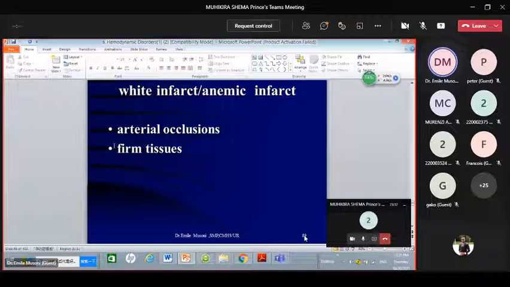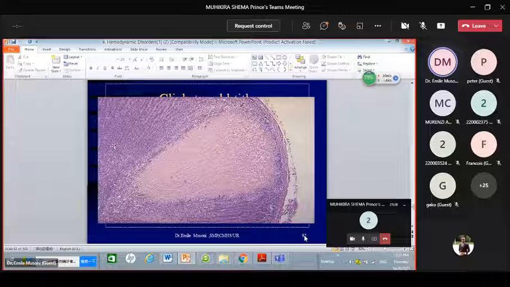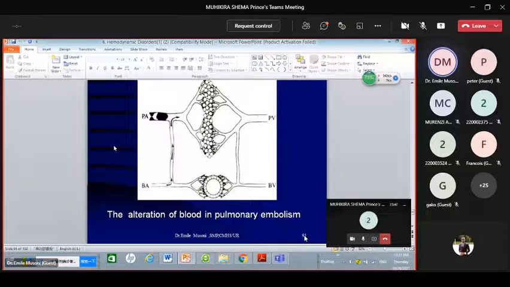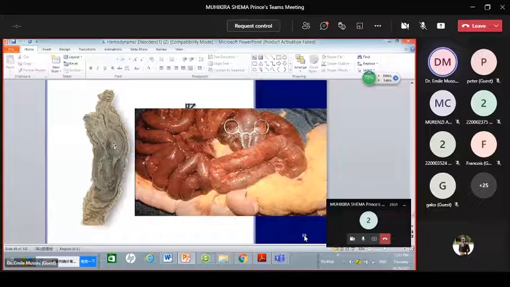White infarct is known as anemic infarct. This one occurs in arterial occlusion in firm tissue. This is an image of that infarct. Red infarct occurs in venous occlusion, bruised tissue, tissue of dual circulation, tissue previously congested, and when blood flow is reestablished. Those are images of those infarcts.